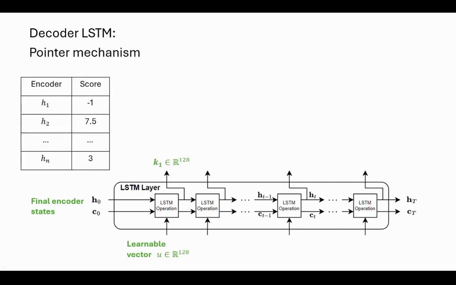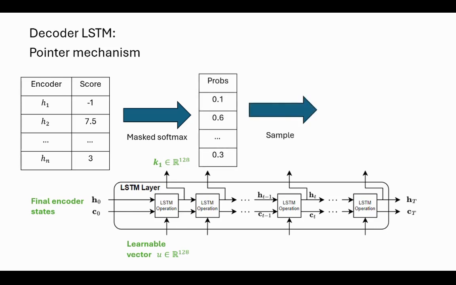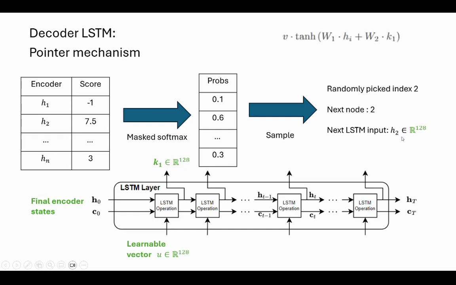We calculate the attention score using K1 and calculate the similarity score with the encoder hidden states. We apply a masked softmax to prevent revisiting nodes. Sample this probability, and in this example we sample the index 2, so we visit node 2, and the next input into the LSTM is the second hidden state from the encoder.